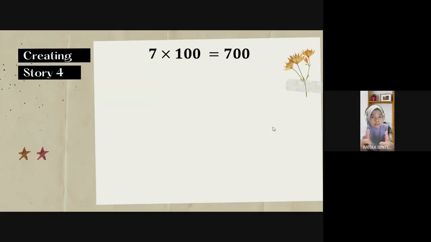Keep it up. Now remember, in multiplication, the situation is from 1 to many. It means that I have 7 boxes and, let's say, 100 marbles. So we are going to tell what happened in one box first. From 1 to many. What happened in one box first?